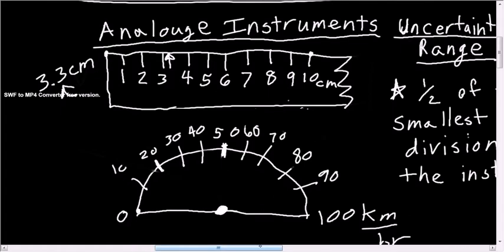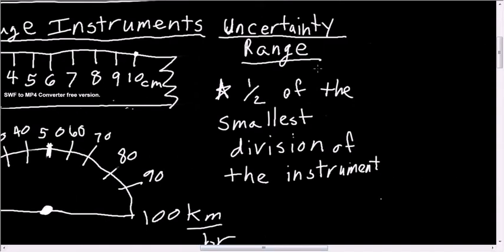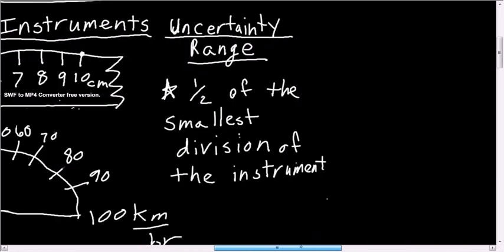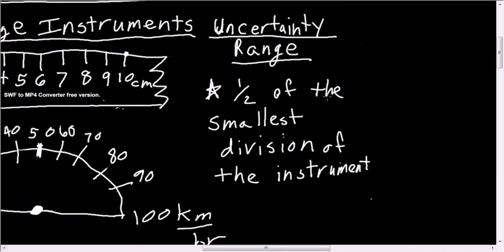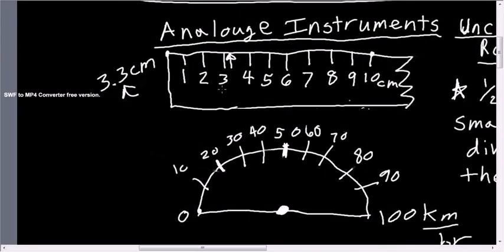It's important that I estimate this digit after the decimal, because when we do analog measurements, we're going to add what we call a range of uncertainty in the measurement. The range of uncertainty in this measurement is 1/2 of the smallest division of the instrument. If we look at our ruler here, I see that this ruler is divided up into 1 centimeter increments. So 1/2 of 1 centimeter, which is 0.5 centimeters, is going to be my range of uncertainty.